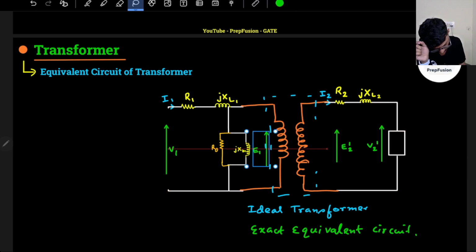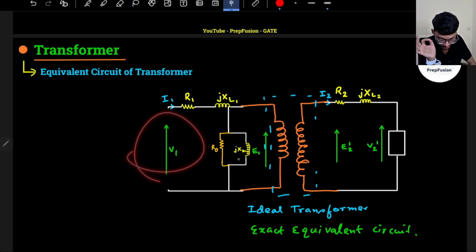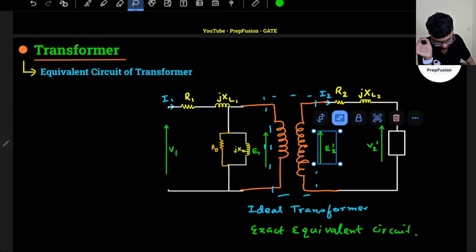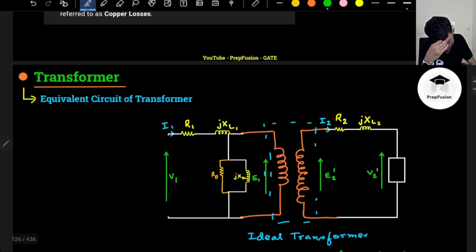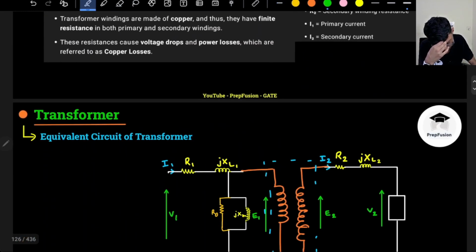So in the case of a practical transformer, the induced voltage and the supply voltage, output voltage are not actually the same. So here also the induced voltage is here, E2 dash. Actually, this will be E2 dash only because that time I referred it to the primary. This we can write as E2 only, we are not referring anything.